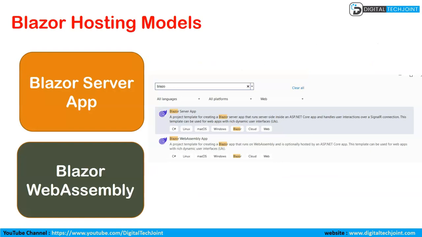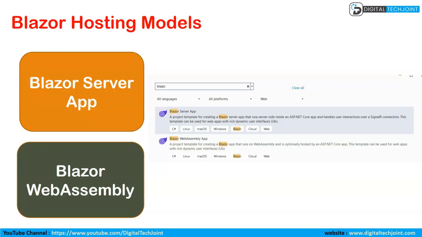Second, what are the different hosting models in Blazor? There are two hosting models. As you can see, there is Blazor Server App, which is server-side coding, and then there's Blazor WebAssembly, which is the framework that lets you develop a client-side web application where all your runtimes are downloaded at the client side, and it provides a very interactive way of developing client applications without using JavaScript.